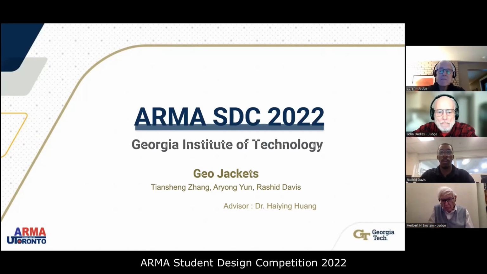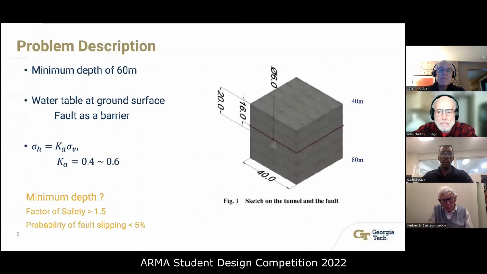So for our problem statement, we have a 3-meter radius circular tunnel that is to be driven at a minimum depth of 60 meters in weak rock. A horizontal fault is located at a depth of 56 meters, and there's a water table located at the ground surface, and the fault acts as a barrier to the water. So the bottom of the water table is unsaturated. The horizontal stresses are 0.4 to 0.6 times the vertical stress.